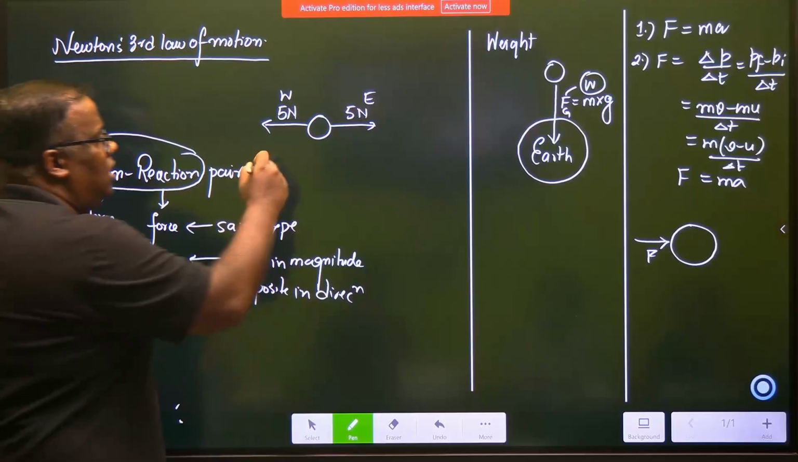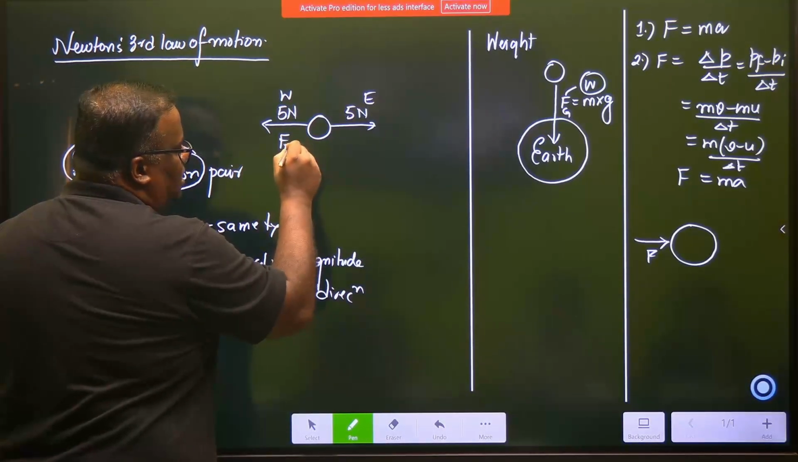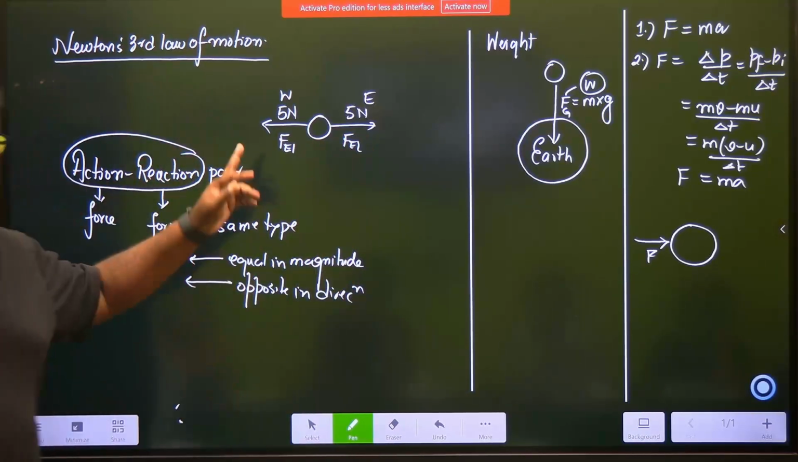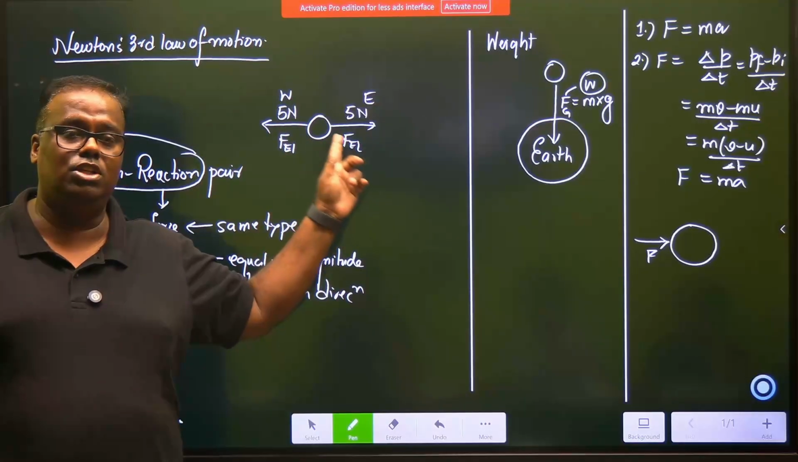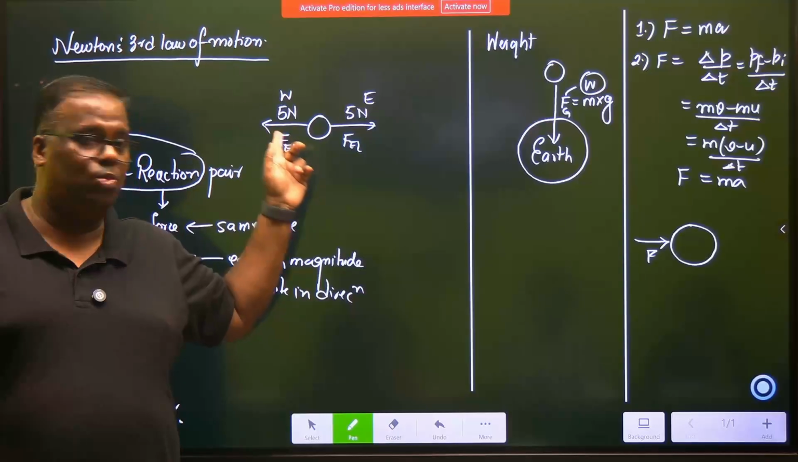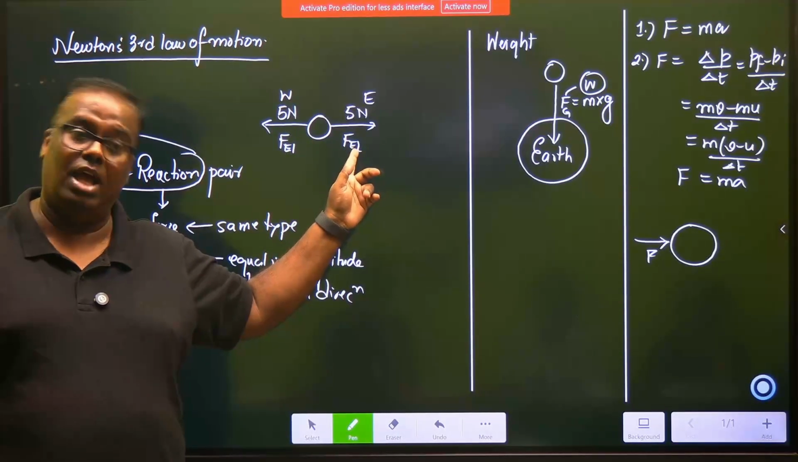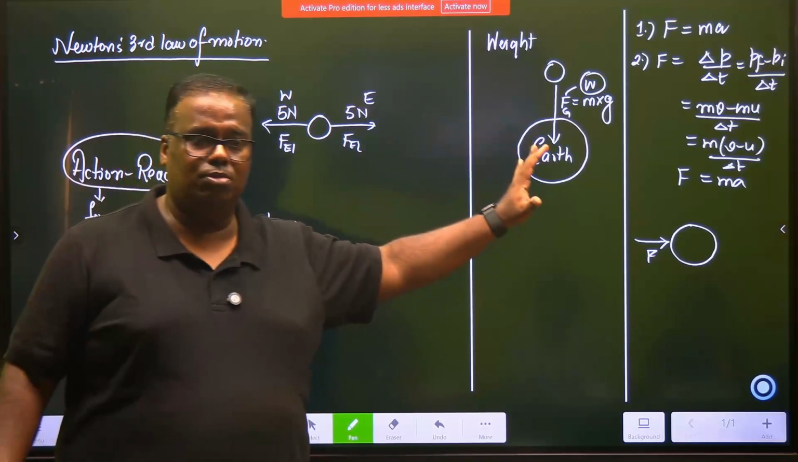If this was, say, a force due to electrostatics and this was a force due to electrostatics, then these are balanced forces plus form an action-reaction pair. If this was a friction force and this was a friction force, then action-reaction pair. If this was a normal reaction force and this was a normal reaction force, action-reaction pair. Have you understood? Let's understand the concept of weight.